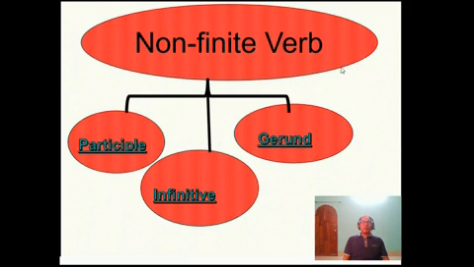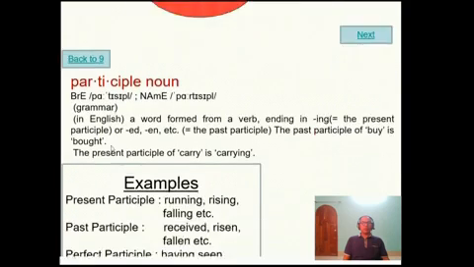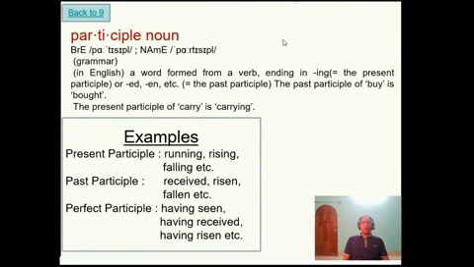Non-finite verbs are classified into three types. They are participle, gerund, and infinitive. Let's first discuss participle. A participle is a word formed from a verb ending in ing or ed, en, etc.